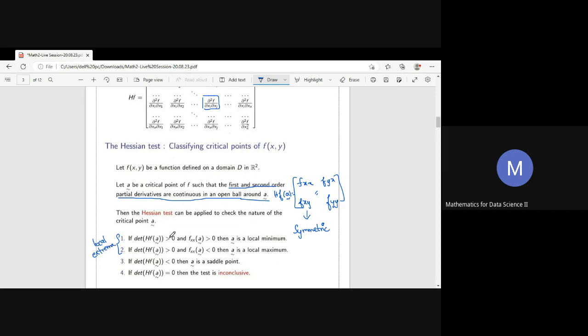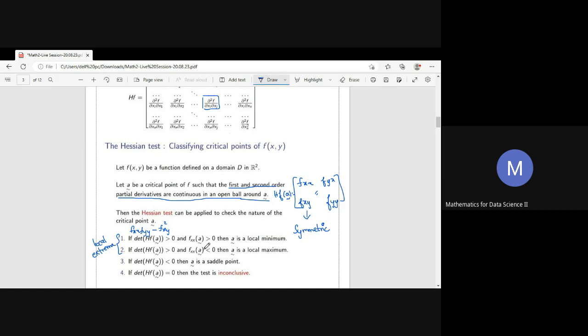When you have the determinant positive and also the first entry positive, then you know that it is a local minimum. If fxx of A tilde is less than 0, then A tilde is a local maximum. So depending on this sign, you have to decide whether it is a minimum or maximum. But for both, the determinant is fxx times fyy minus fxy squared. So this is the determinant.